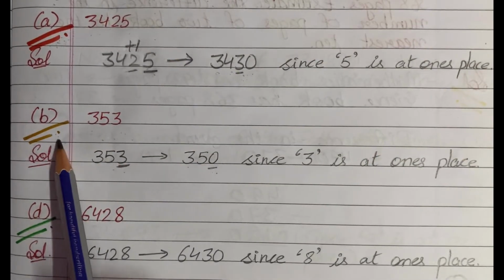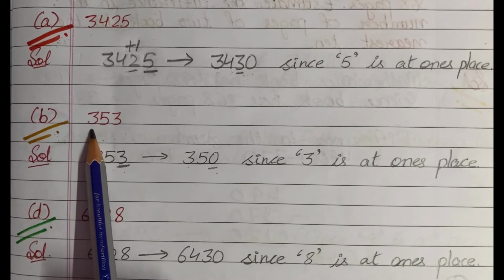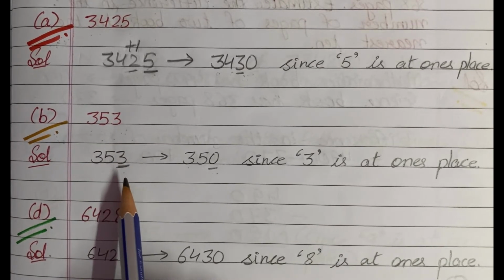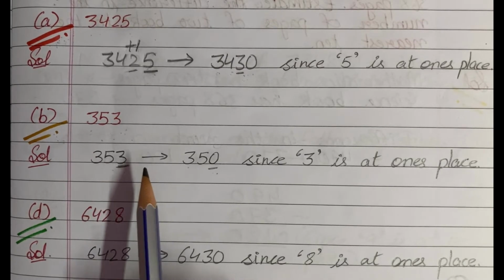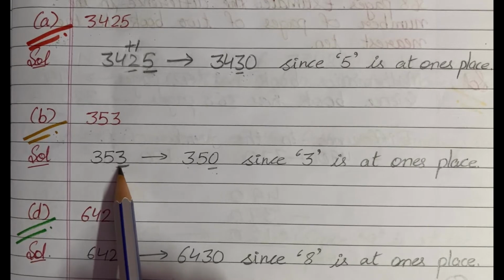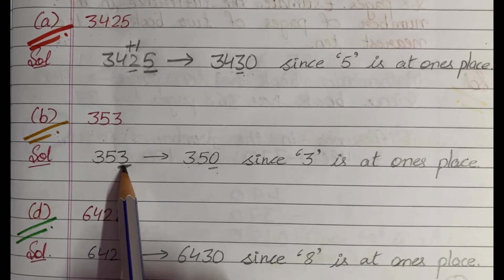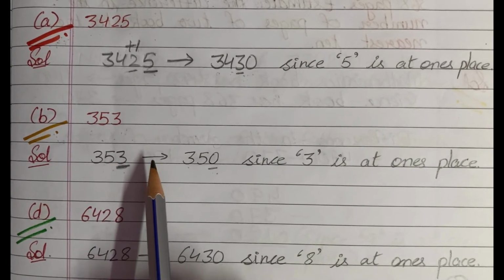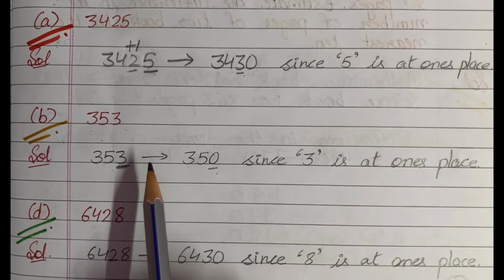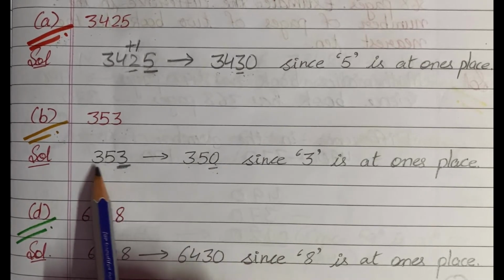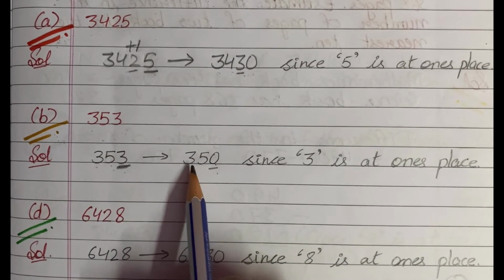Next is B part. In B part, we have 353. Now students, since we want to round off the given number to the nearest tens, we will see the digit at the ones place. And here the digit at the ones place is 3. And you know that 3 is less than 5. So in the answer, we will write 0 at the ones place and we will keep the other digits as they are, that is 3, 5.